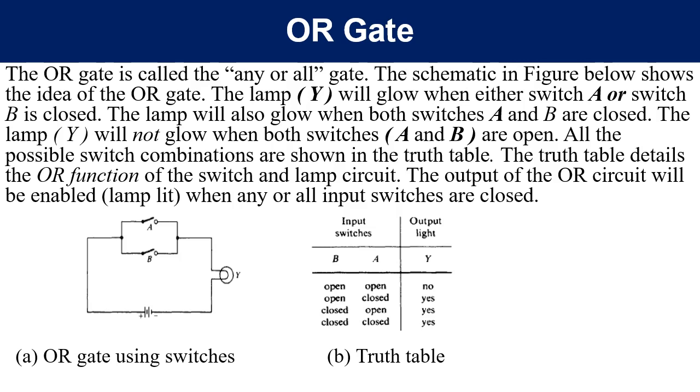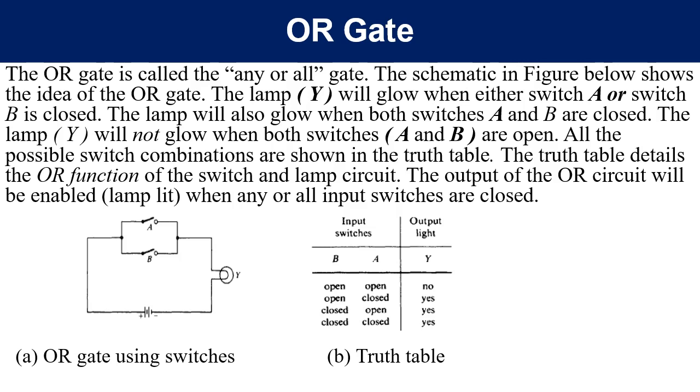What we were doing is we were already tabulating the truth table, which is shown with A and B being represented by switches and the light being the output. So if A is open and B is open, the output will not light.